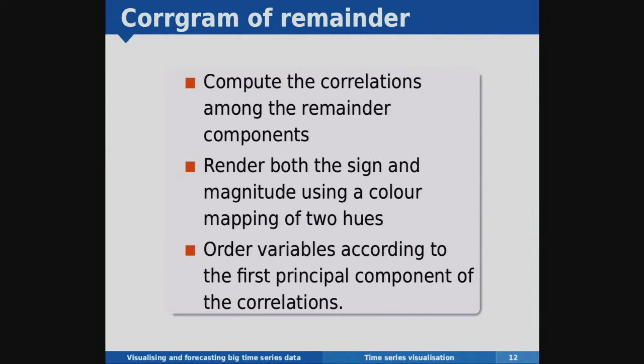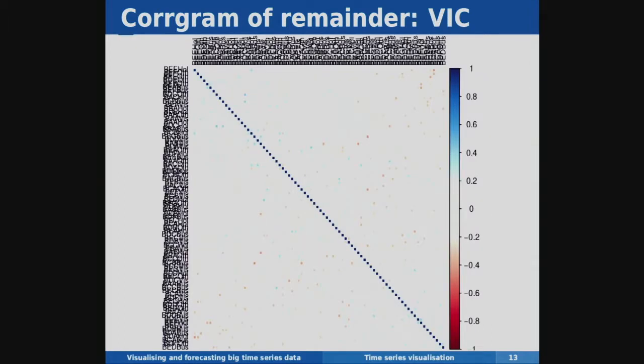So if we compute the correlations among all the remainders and then map them in a matrix like this, where they're ordered by the first principal component of the correlations, we see nothing much at all. It just looks like a random scatter of points. I could not detect any patterns.